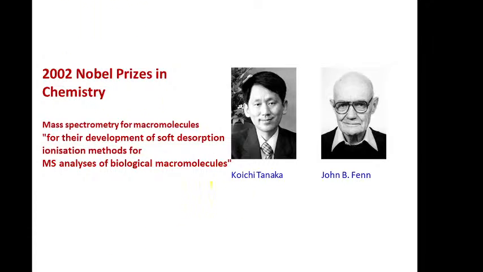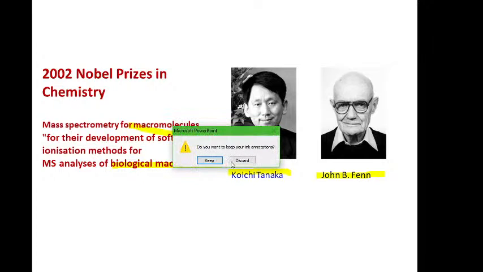These are the two scientists, Koichi Tanaka and John B. Fenn, who got the Nobel Prize in 2002 in chemistry. For what purpose? Basically for mass spectrometry of macromolecules, for the development of soft desorption ionization methods for the MS analysis of biological macromolecules. So their main work is basically on the.